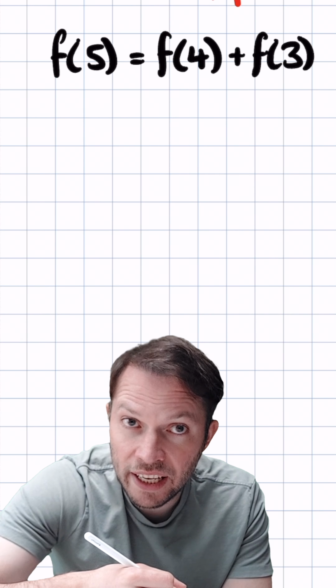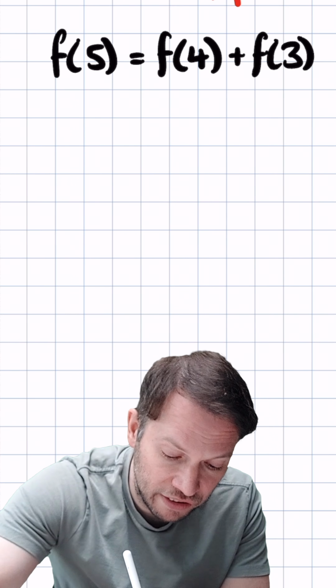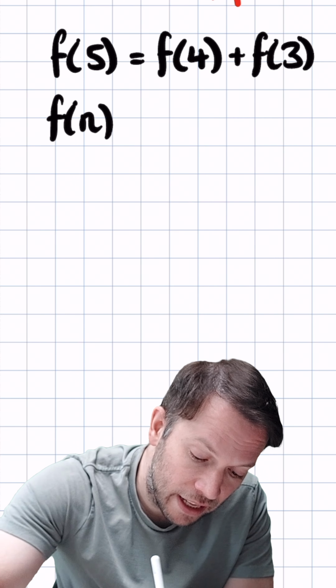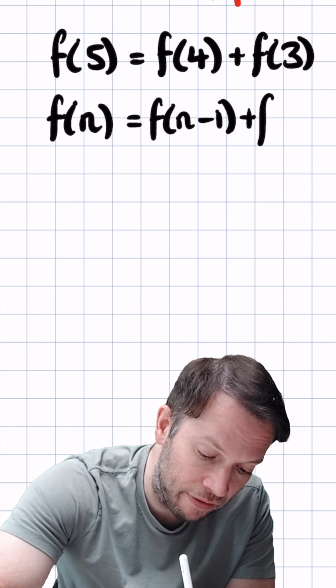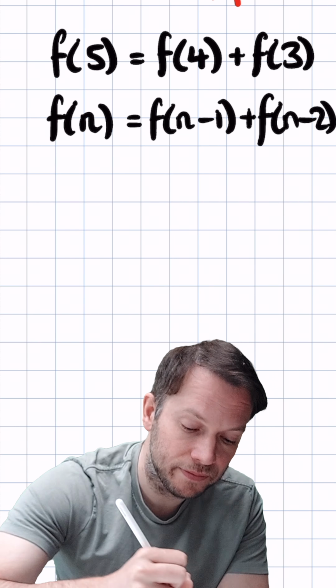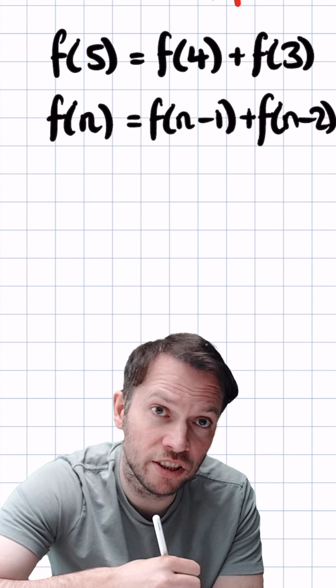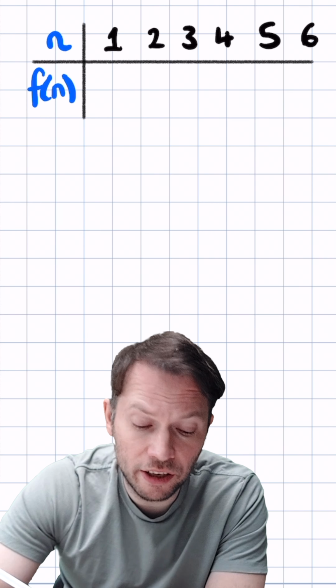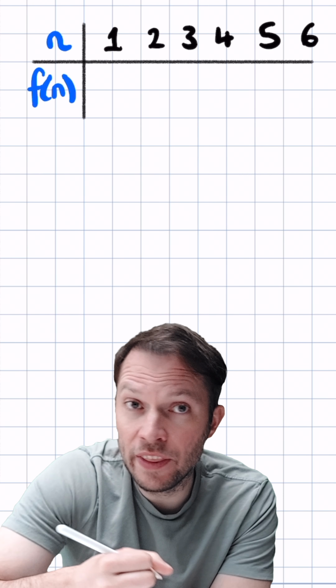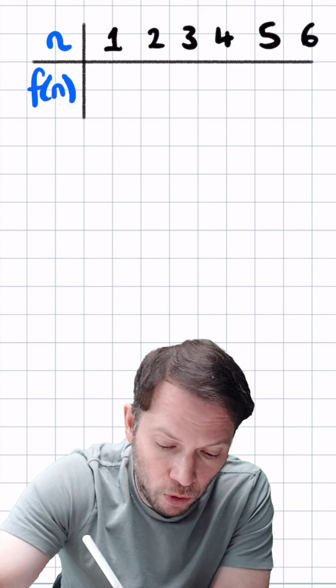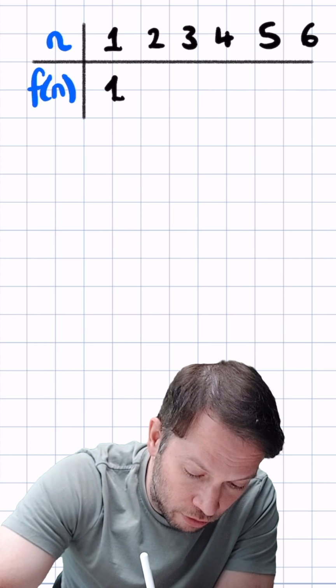And more generally, if we had n lily pads in front of us, then f of n is equal to f of n minus 1 plus f of n minus 2. And this is called a recurrence relation. Now let's build up a table of values. If we only had 1 lily pad in front of us, n is 1, then the only route we can take is just to do a single hop. So there would be 1 possible route.